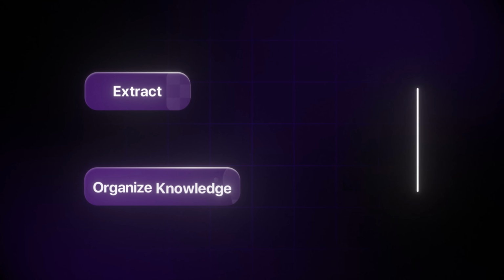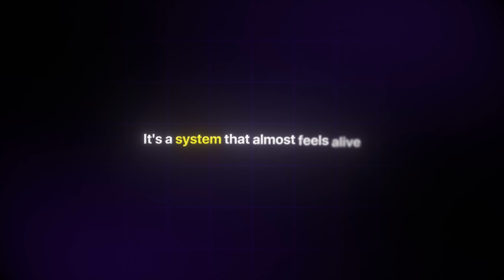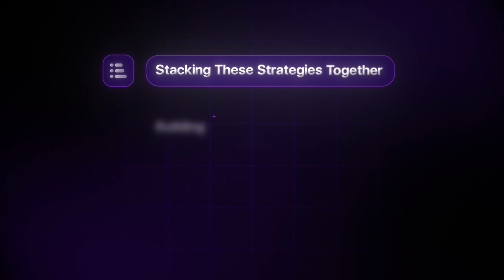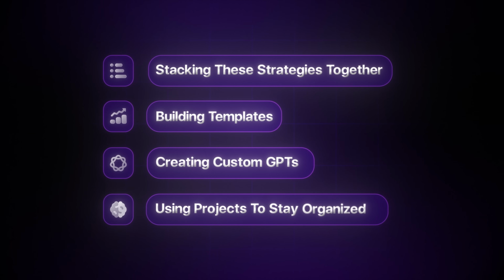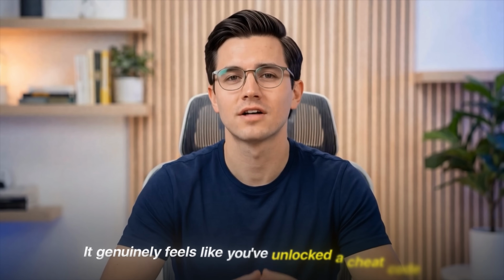I've been using these strategies for months now, and the difference is massive. Tasks that used to take me hours now take minutes. I'm making better decisions because I have a thinking partner available anytime, and I'm learning faster because I can extract and organize knowledge from any source instantly. The key is understanding that ChatGPT isn't just a question and answer tool. It's a system that almost feels alive. And when you use it like the top 1% do, stacking these strategies together, building templates, creating custom GPTs, using projects to stay organized, it genuinely feels like you've unlocked a cheat code.